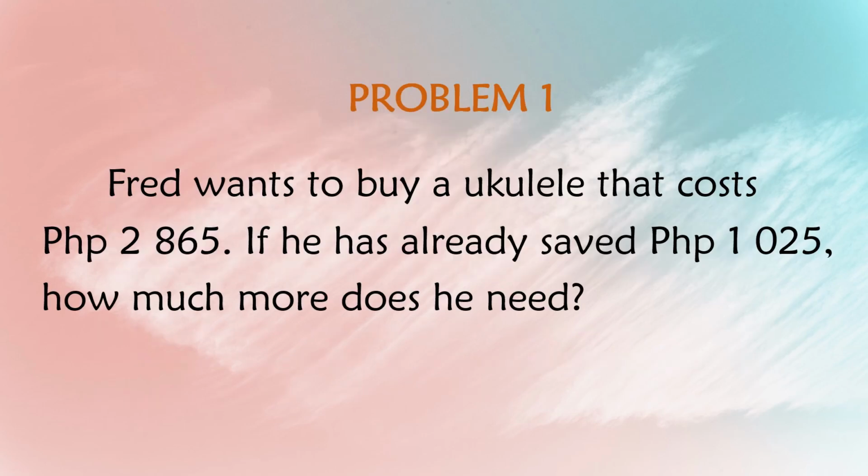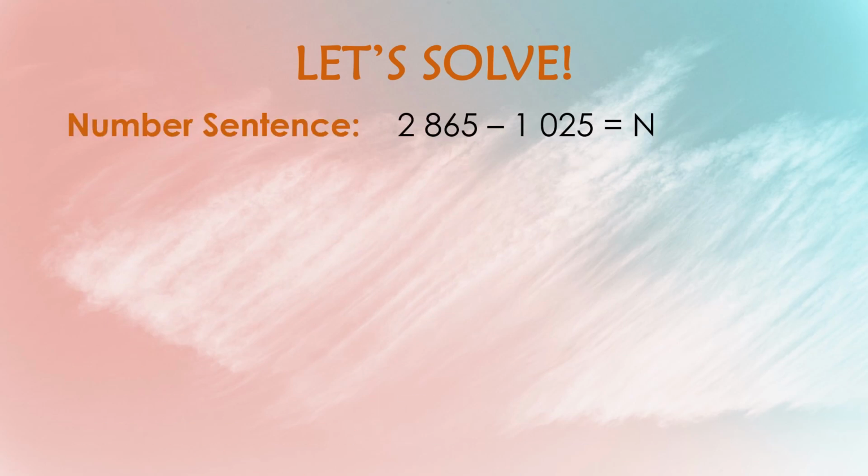So now let us learn more about subtraction and see different examples of word problems that can be solved using subtraction. Let us try to answer problem number 1. Fred wants to buy a ukulele that costs 2,865 pesos. If he has already saved 1,025 pesos, how much more does he need? In order to find the amount that Fred still needs to save, we have to subtract 1,025 pesos from 2,865 pesos. We write this as 2,865 minus 1,025 equals n.